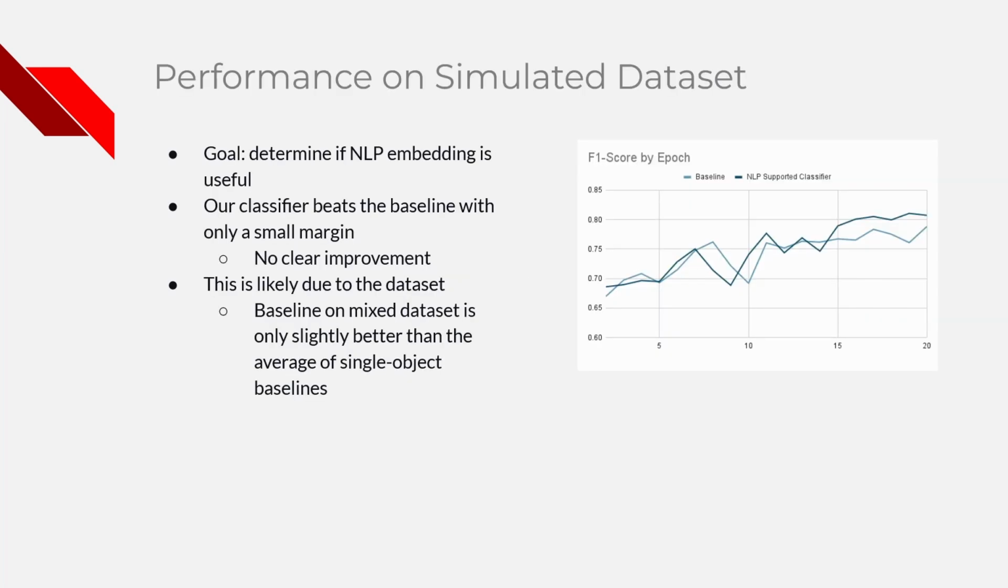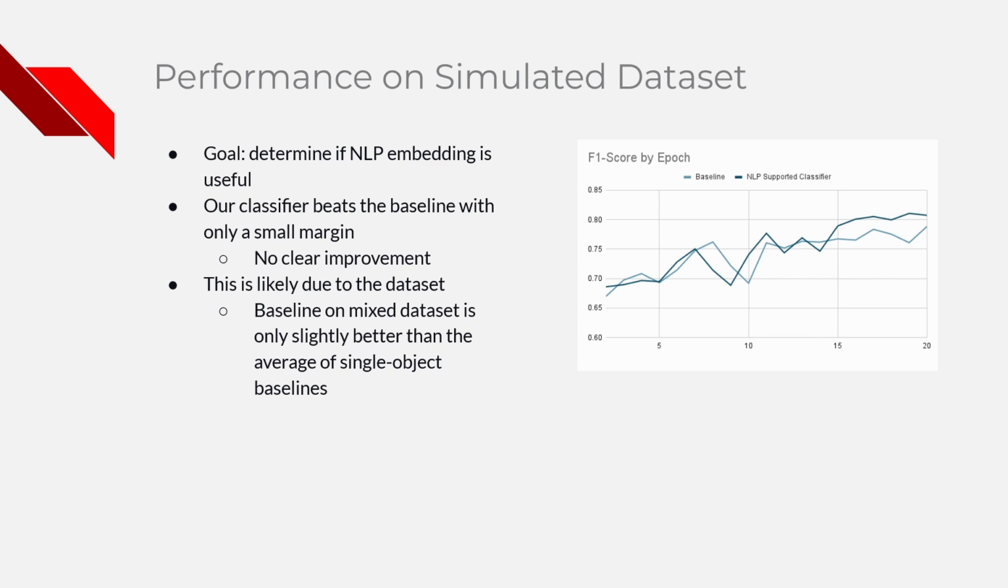Results. Performance on simulated dataset. After training both our model and the baseline for 20 epochs on our training dataset, we can see that providing NLP context does not significantly improve our performance, which is measured by F1 score. This is likely due to the fact that the dataset contains only primitive objects for which global information beyond local tactile feedback is largely irrelevant.